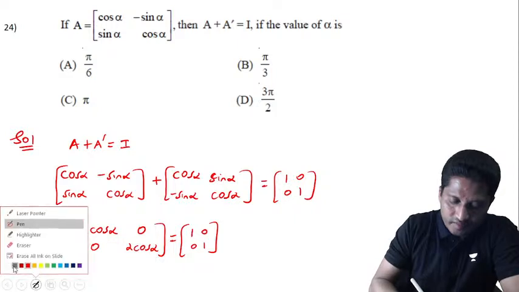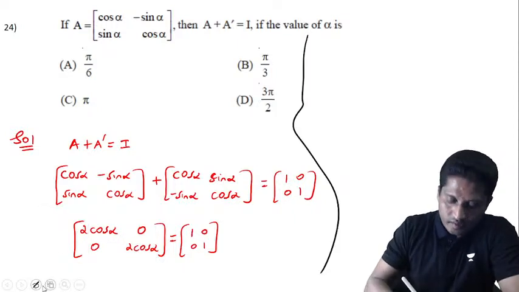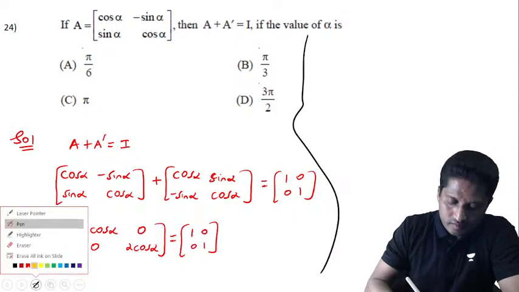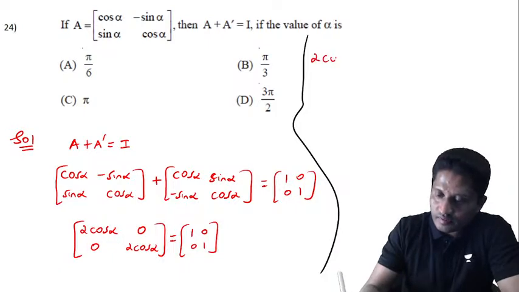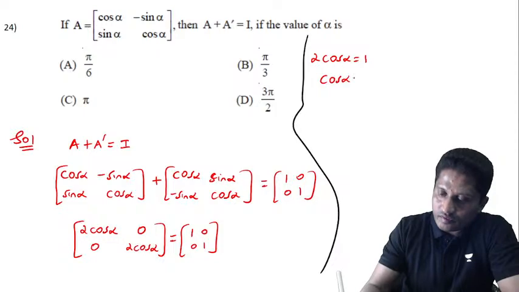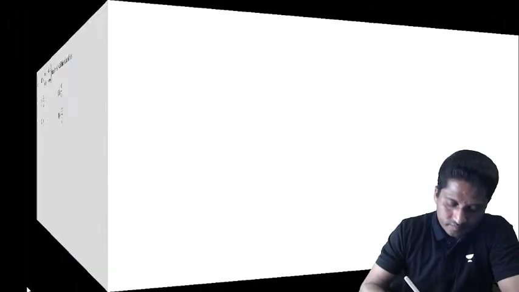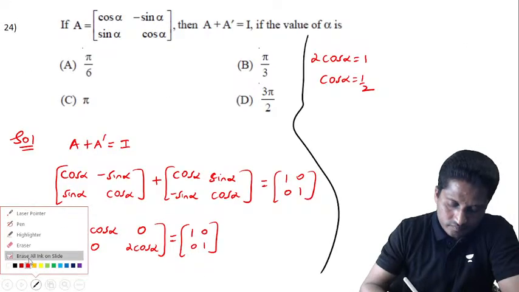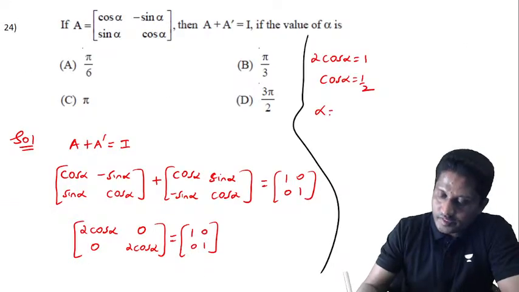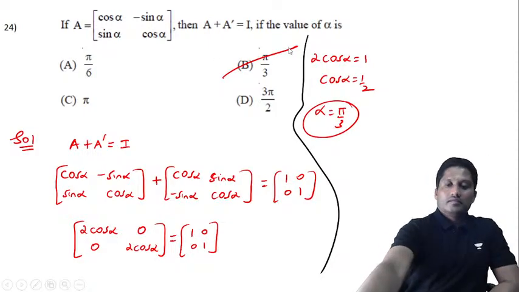Right, now if I equate them, 2 cos alpha is equal to 1. Cos alpha is equal to 1 by 2. Okay, alpha is equal to pi by 3 because cos 60 is equal to half. Answer is option B.